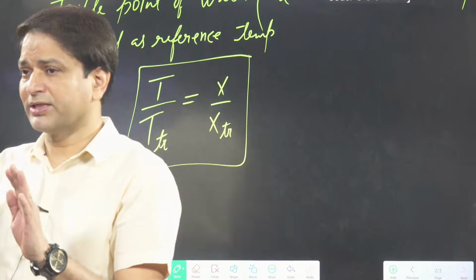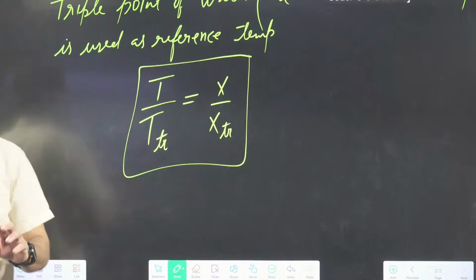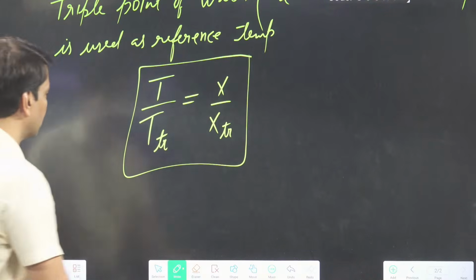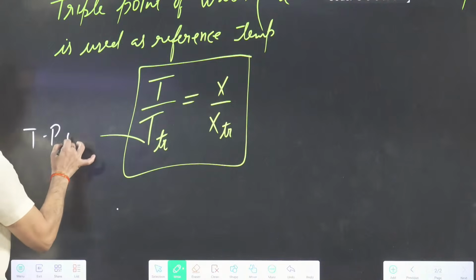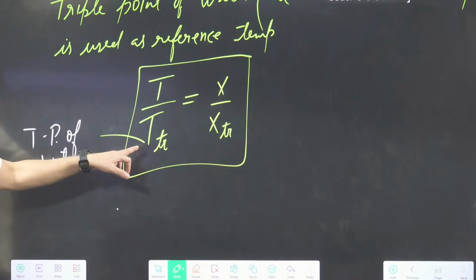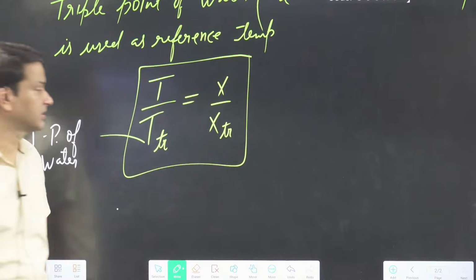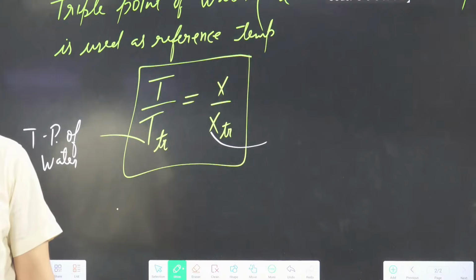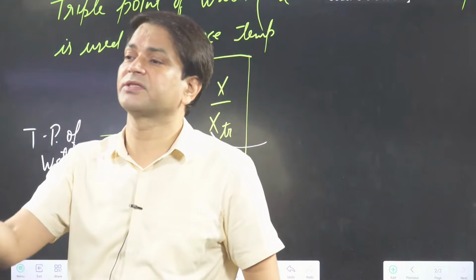Now what is the meaning of the symbols here? TR means triple point, so TTR means triple point of water. Here we will take the triple point of water, whatever scale they gave. Here XTR means, for example, pressure. X is the thermometric property, like pressure, because pressure of a gas changes with change in temperature.